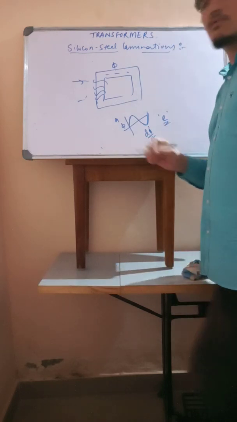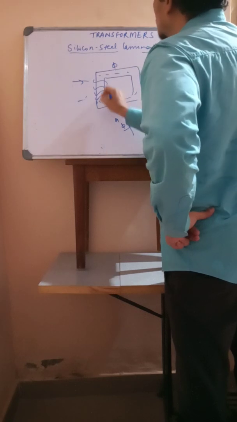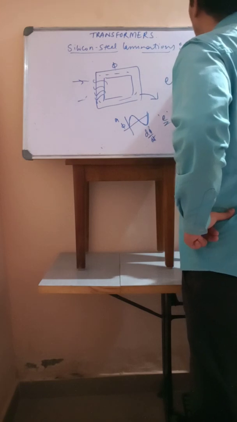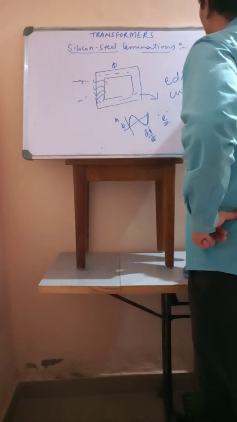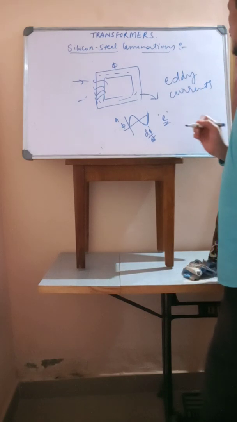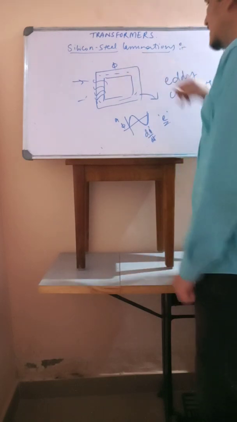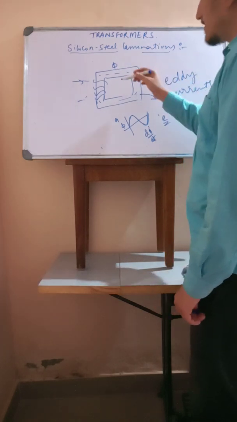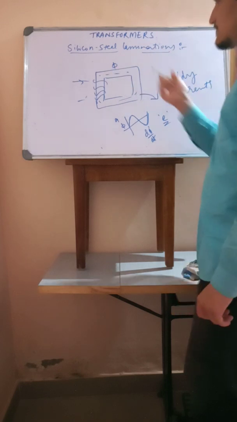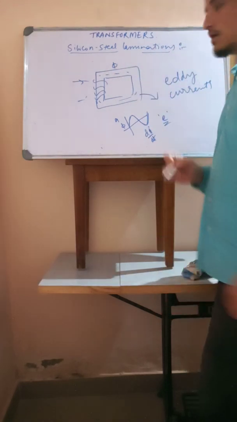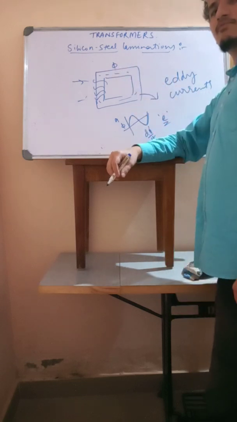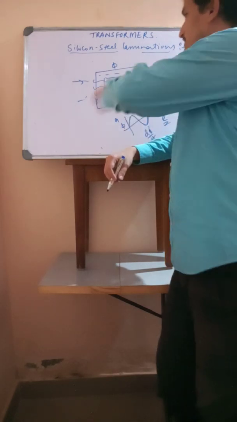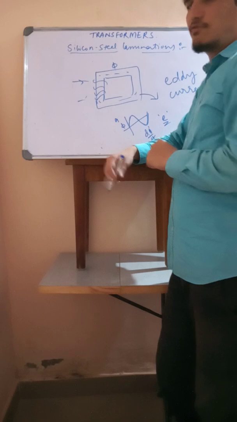Due to this small EMF, current will flow through the core. This current is called eddy currents. Eddy currents. So this current is called eddy current. What is eddy current? Due to the alternating flux, a small amount of current also flows through the core. Due to which a small amount of EMF is induced in the core also, due to which a current will flow through this.